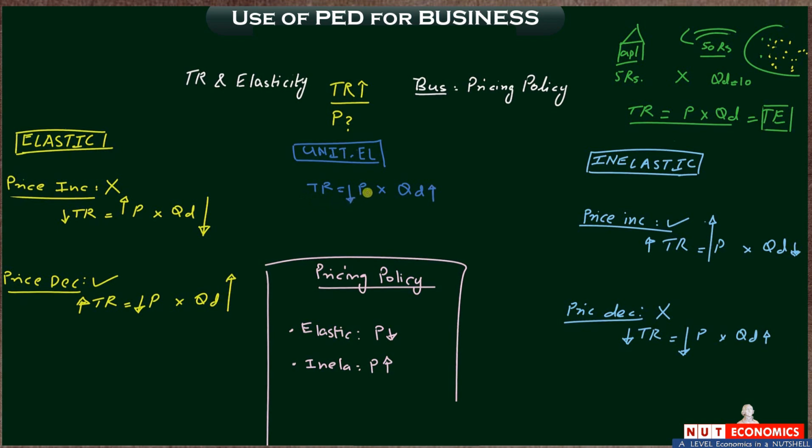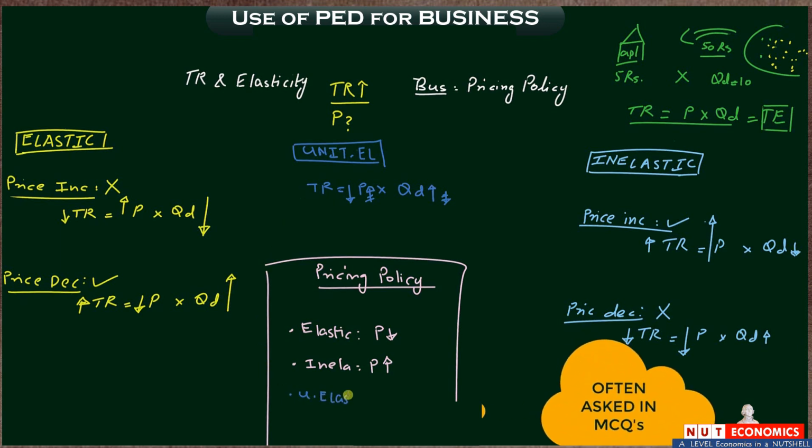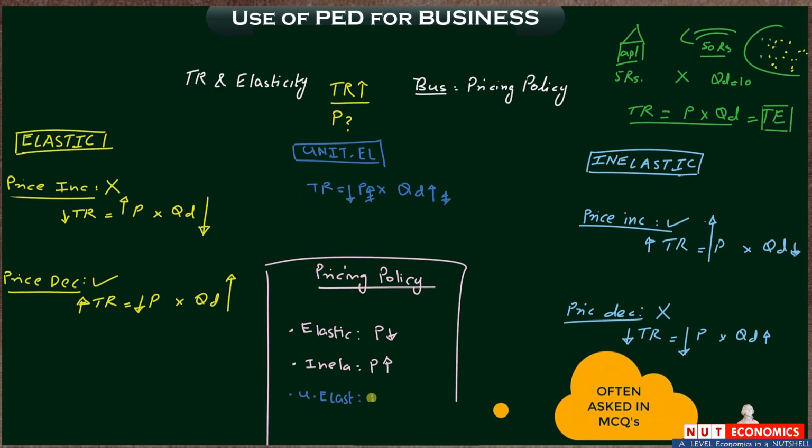And similarly, if you increase the price in an attempt to increase total revenue, the fall in quantity will be the exact same percentage. So again, total revenue will be constant. It will not change. So simply remember that if your demand of the product is unitary elastic, then total revenue is going to be constant. It is not going to change as you change prices.